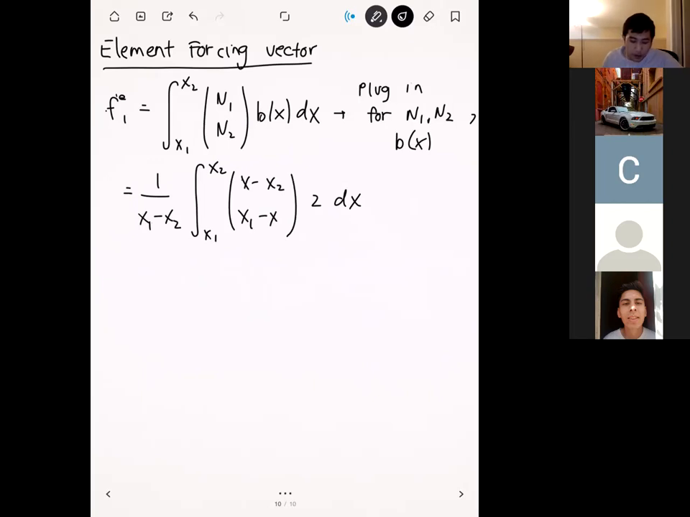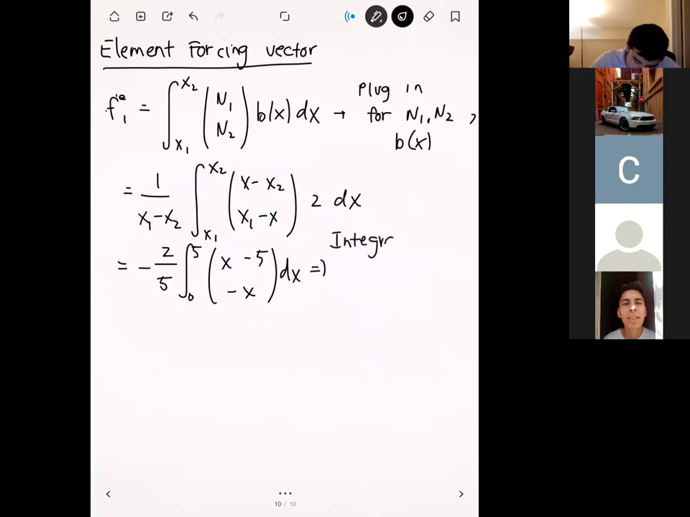Okay. And so now we can plug in for x1 and x2. So x1 is 0 and x2 is 5. And so we have a minus 2 over 5 out in front. Integral from 0 to 5 of x minus 5, and 0 minus x, so we just have minus x here. Okay, dx. And if we perform this integration, what we get is just 5, 5.